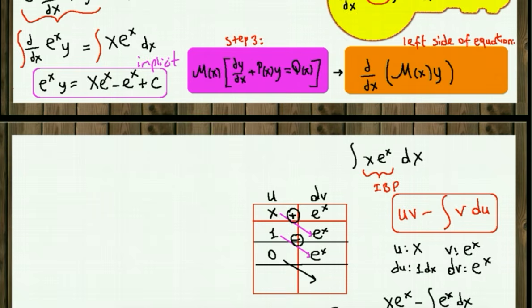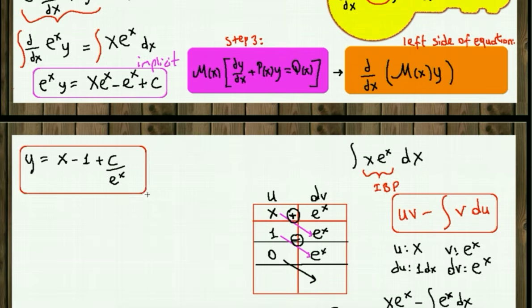Now let's solve the explicit form. To be able to solve the explicit form, we need to isolate y completely. So we're going to divide all terms by e to the x. So this part divided by e to the x, y alone, divided by e to the x is x, left here, divided by e to the x is 1 plus c. Constant, you can keep it as a constant, or you can write it in the form of c over e to the x. And this is our explicit form.